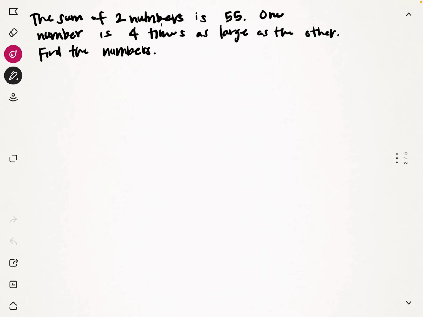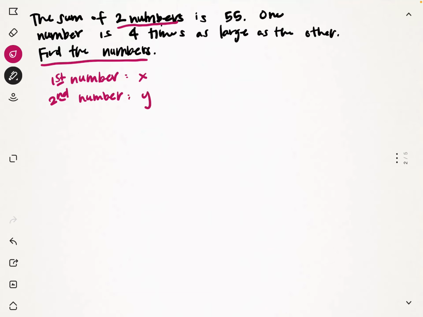The first thing we want to do is define the variables. So it's asking us at the very end, find the numbers. Okay, so what are we looking for? We're looking for two numbers. Because we're not told what those numbers are, we'll use variables here. So let's say the first number, and you can choose whichever variable you want, but I'll just use an x. And the second number we'll say is y. Now keep in mind we can't use the same variable for both of these numbers because they're two different numbers.